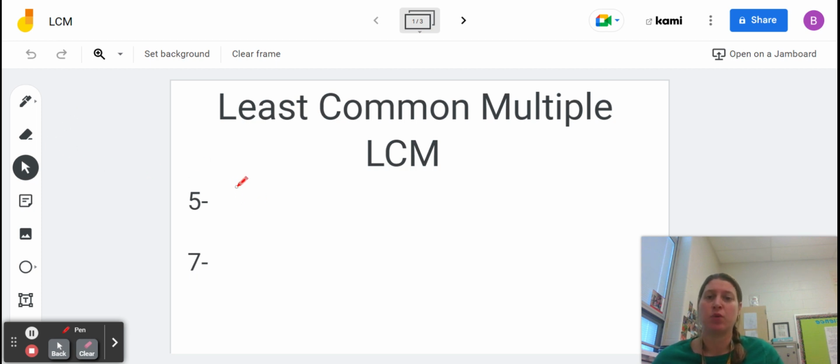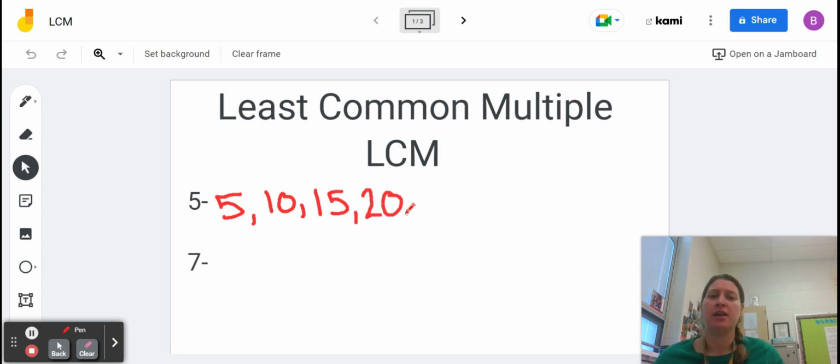So 5 times 1 is 5. 5 times 2, 10. 5 times 3, 15. 5 times 4 is 20. 5 times 5 is 25. So I'm going to stop because I have my first 5 multiples, and I want them to be in order from least to greatest, so numerical order.